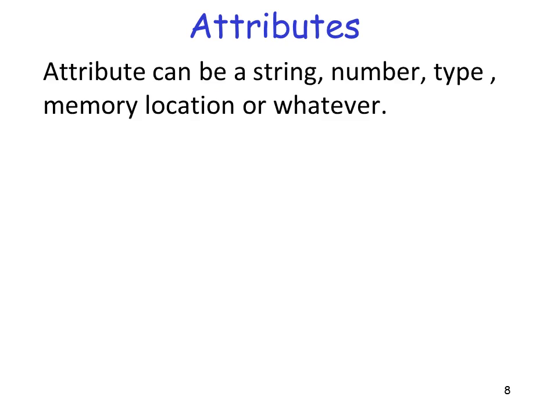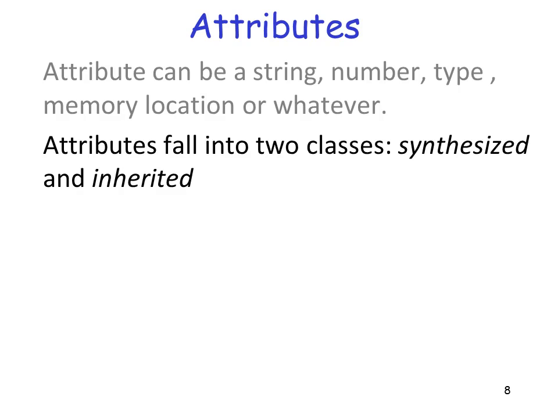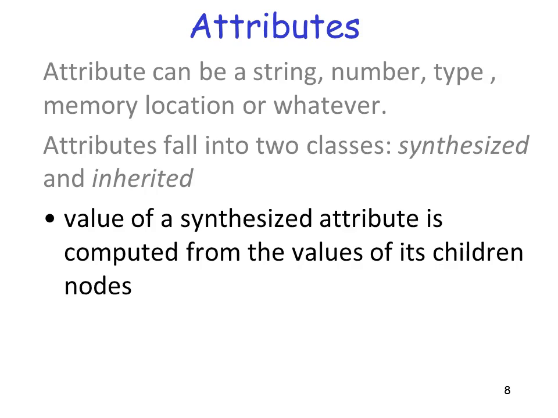So we can go to the details of attributes. Attributes means the information contained along the nodes of the parse tree. Attributes can be either string, number, type, memory location, or whatever it can be. Basically, there are two classes of attributes: synthesized and inherited attributes. This is usually asked as a short answer in university question papers. So please note it carefully.